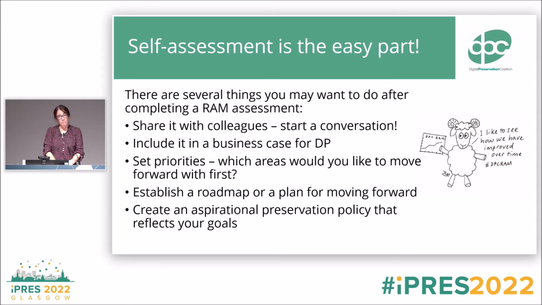You also might want to revisit your preservation policy if you have one, or create one if you haven't. We've got a toolkit for that as well, actually, and it's very closely linked with RAM, so that could be useful. So if you've already got a preservation policy, you might want to see if it really reflects where you are and where you want to be in your direction of travel. Perhaps that would be a useful thing to do as well.